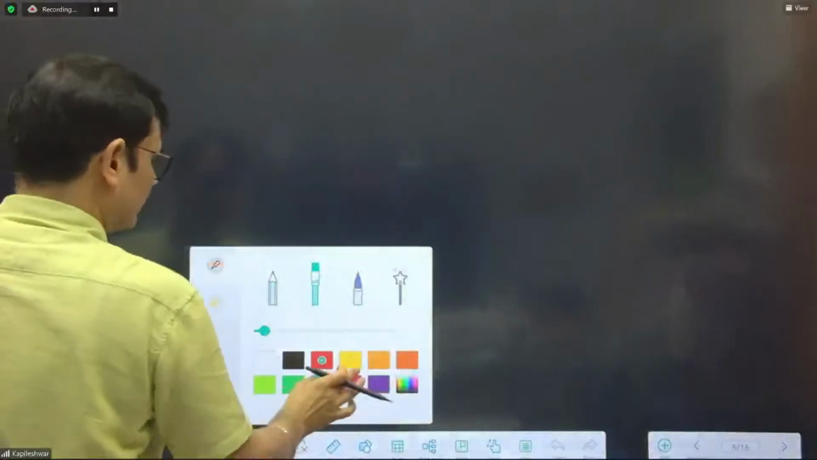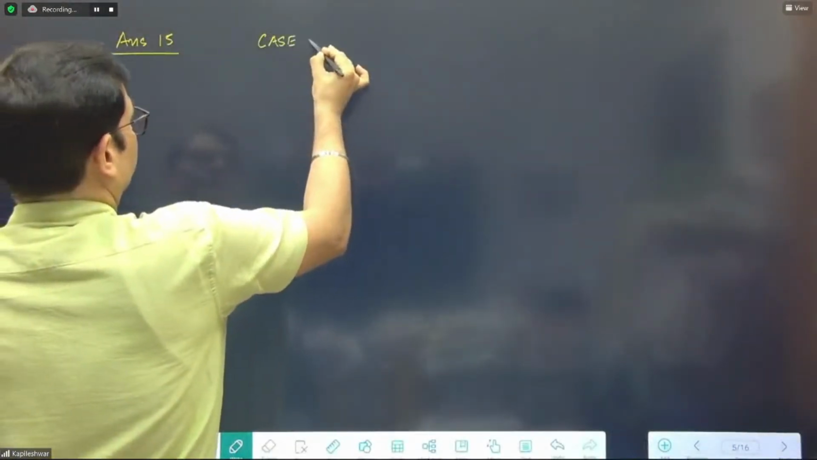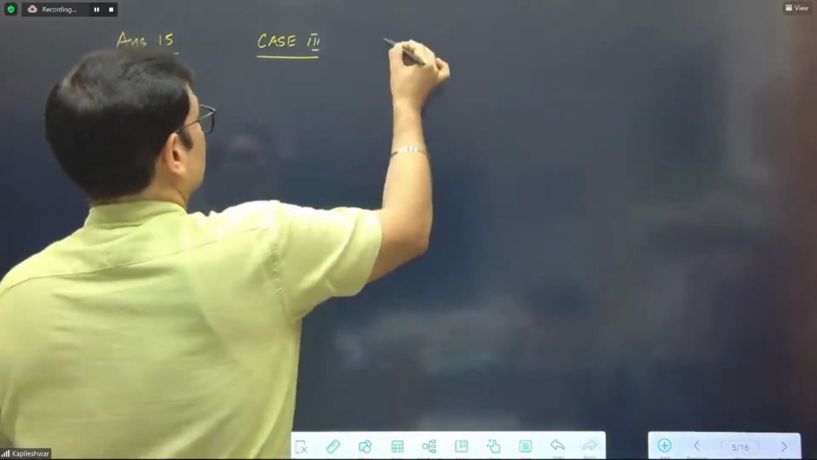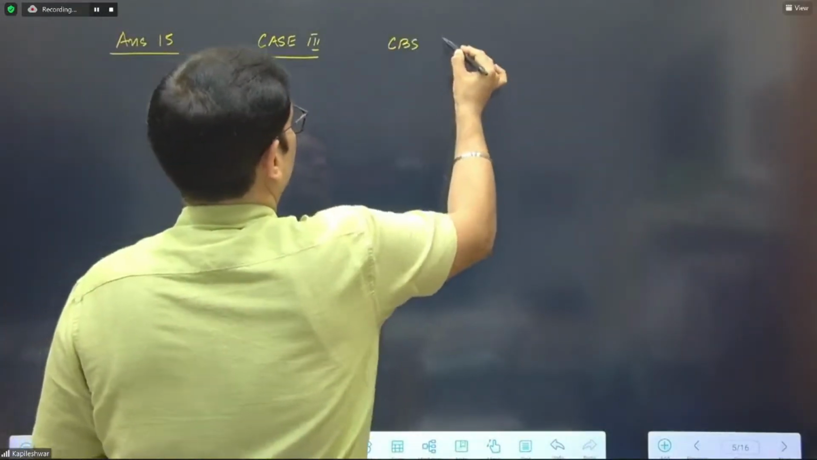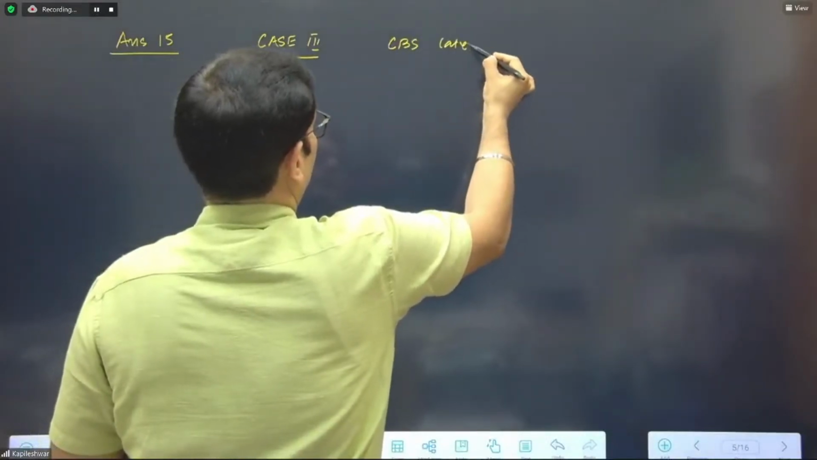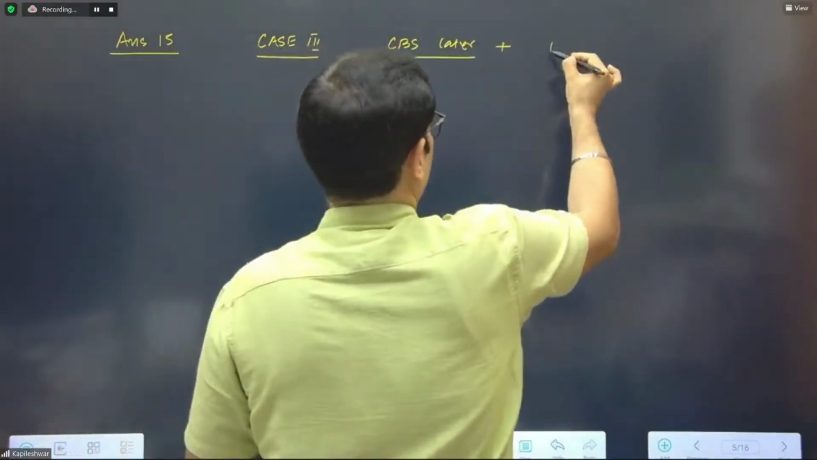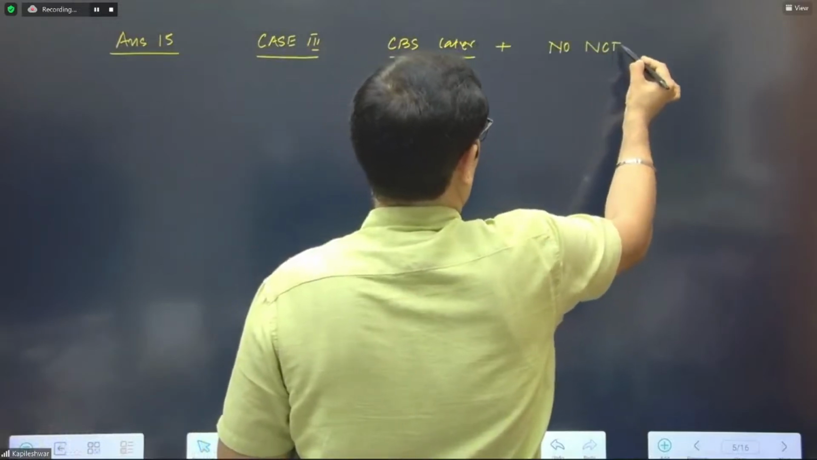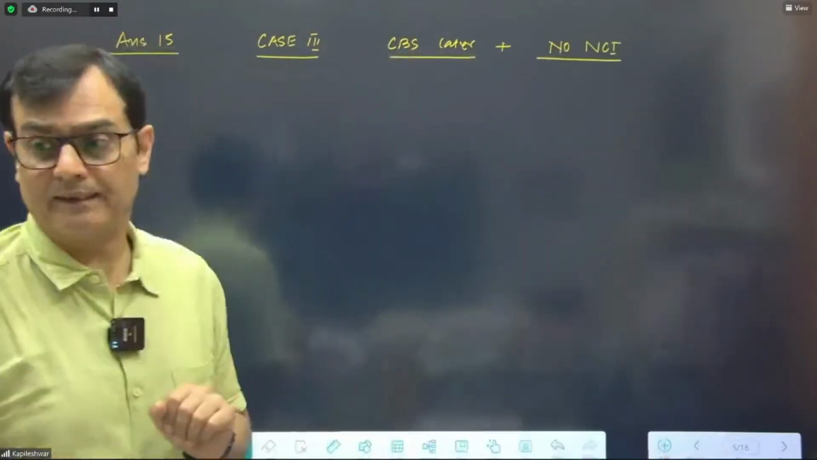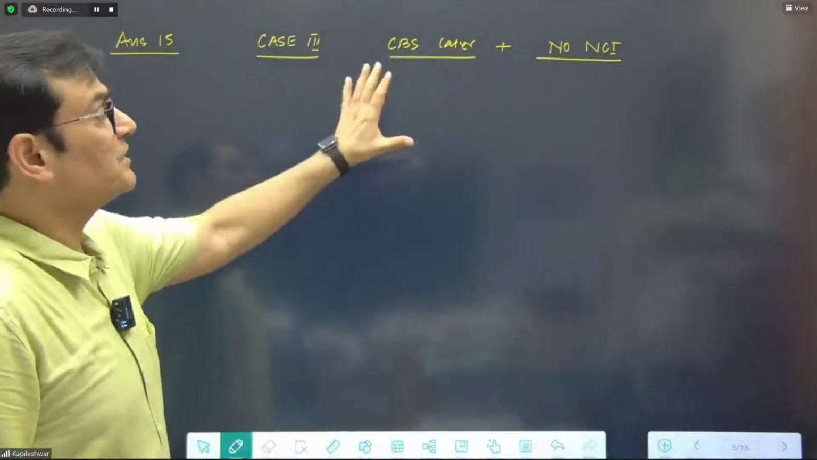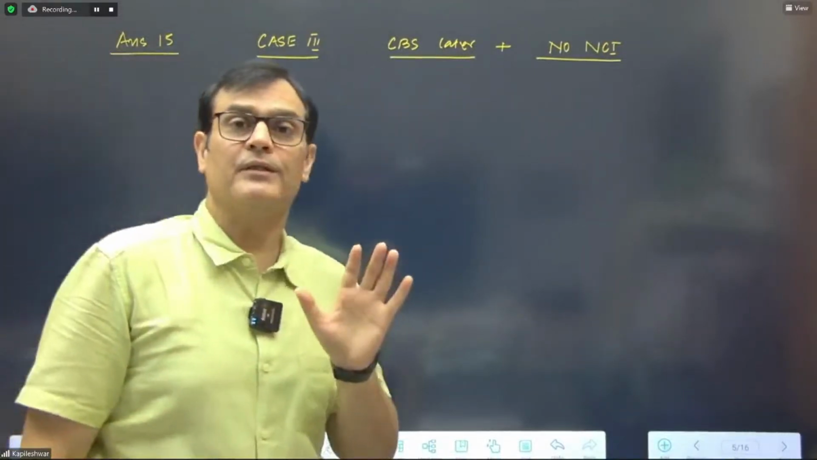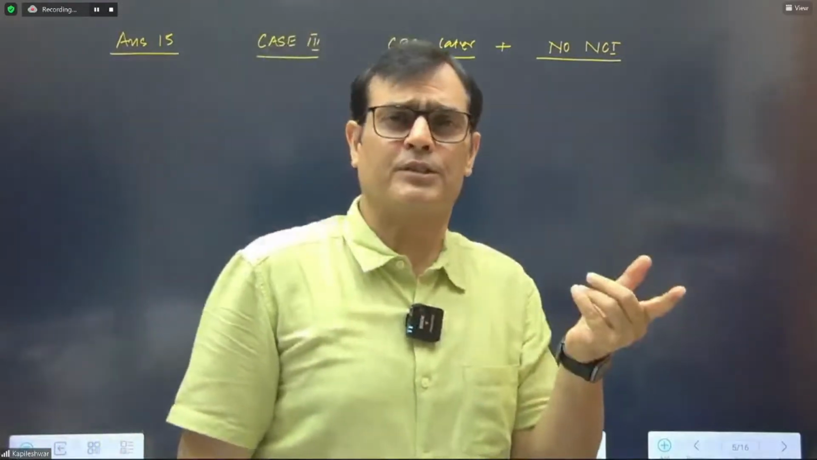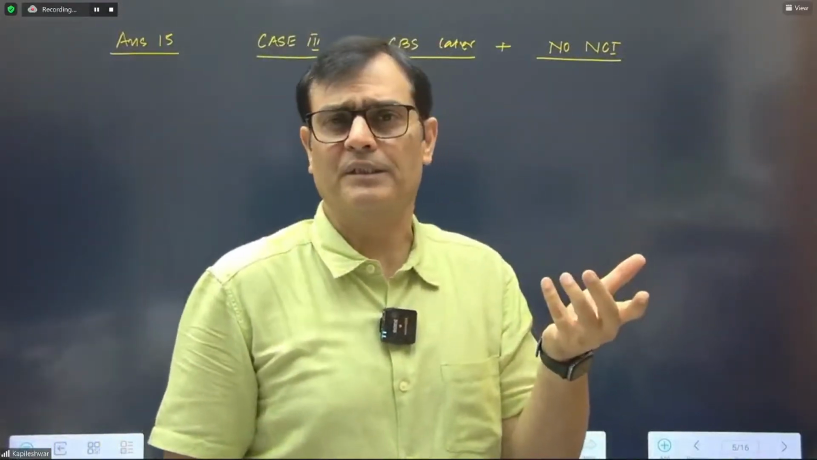So let's have a look at the answer to question number 15, which is case number 3. Let me put it as a focus that this is case number 3. The focus in case number 3 is a consolidated balance sheet at a later date, not on the date of acquisition, and there is no NCI. The only case left over is with NCI. That's not a big deal.